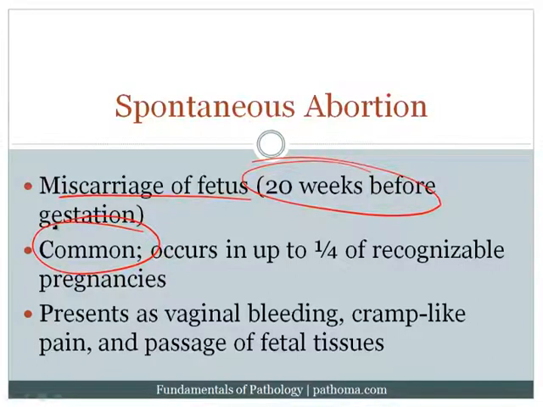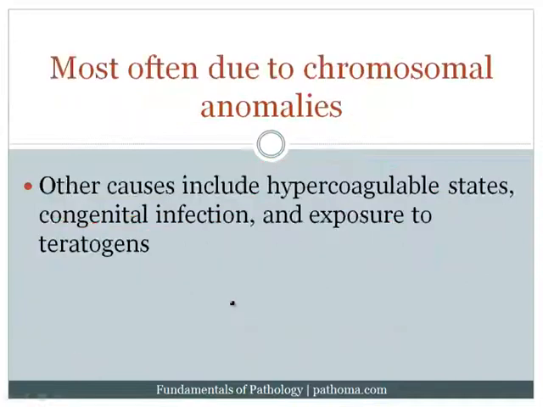How will the patients present? They have vaginal bleeding with cramp-like pain, and they pass fetal tissues. So that's the classic presentation of a spontaneous abortion. What's important to remember is that this is relatively common, but it's due to chromosomal anomalies. And it's not due to exercise or stress, etc. It's most often thought to be due to chromosomal anomalies. There are some other important causes to be aware of, but the classic cause is chromosomal anomalies.